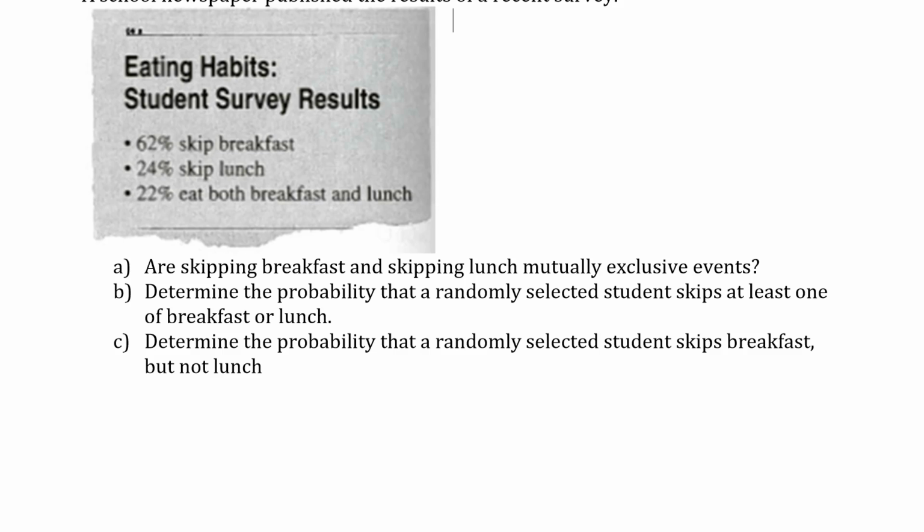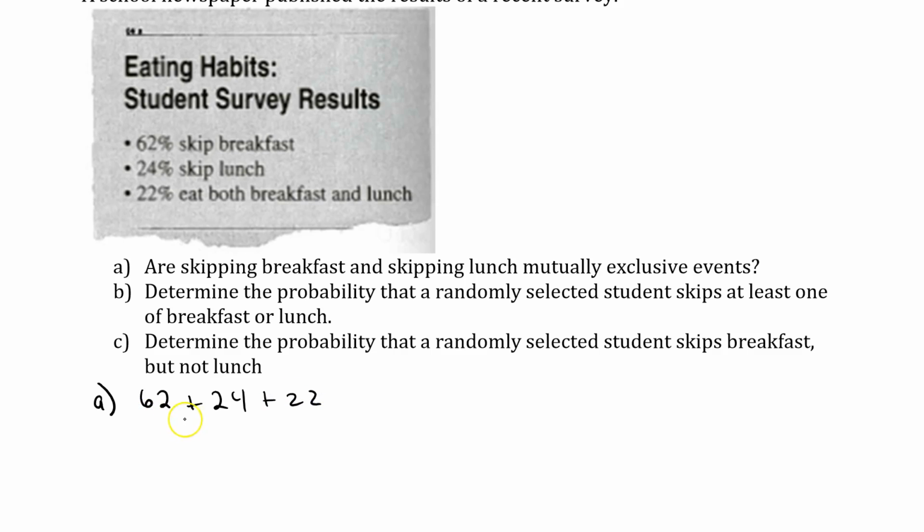So, the question is, are skipping breakfast and skipping lunch mutually exclusive events? Intuitively, we know that somebody can skip both, or somebody can skip only one, breakfast or lunch. It's conceivable that somebody could skip both breakfast and lunch. And so that means that, sure, they're not mutually exclusive. But let's mathematically investigate that. So our hunch is no, but let's see. 62 plus 24 plus 22.